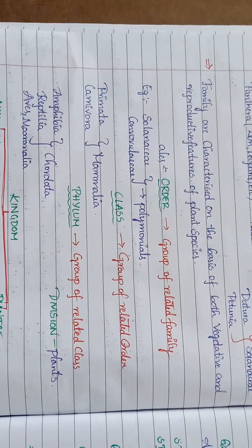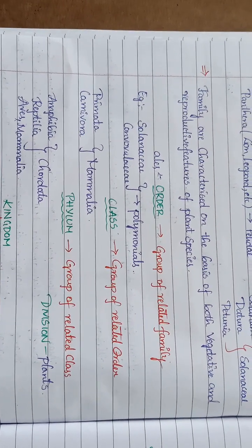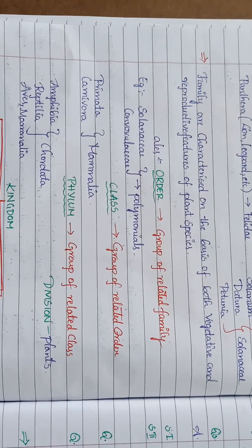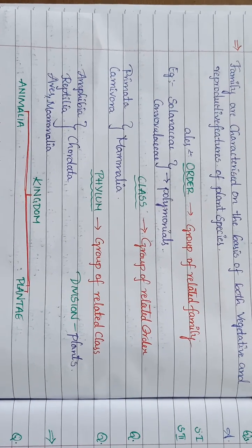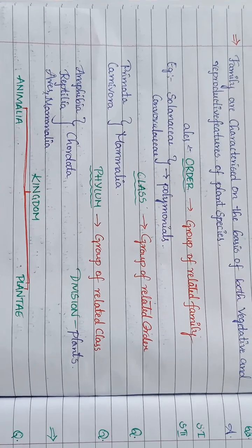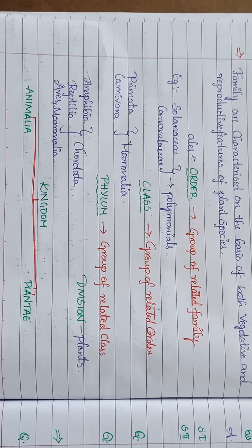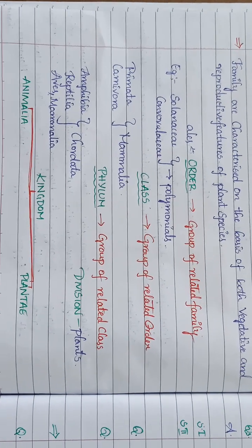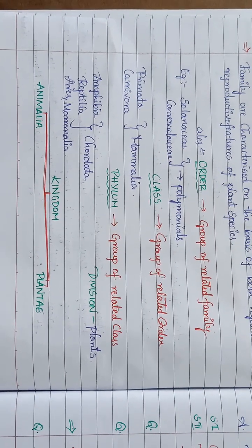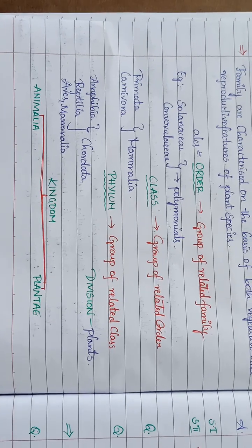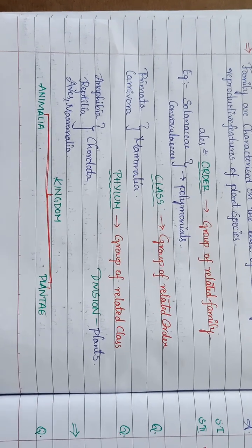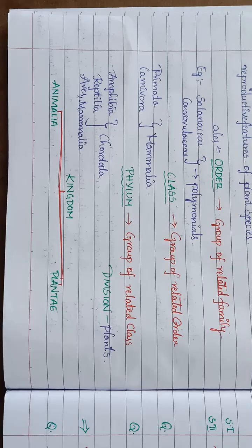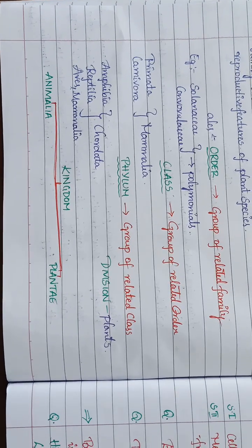Next, coming to order. Order is nothing but a group of related families, which ends with -ales. Solanaceae and Convolvulaceae are of Polemoniales. Okay. Now coming to class. A class is related groups of orders. Primata and Carnivora both come into a single class called Mammalia. Now coming to phylum. Amphibia, Reptilia, Aves, Mammalia all belong to a phylum called Chordata. The phylum is also known as division in plants. Okay, now coming to kingdom. Kingdoms are of two types, Animalia and Plantae.